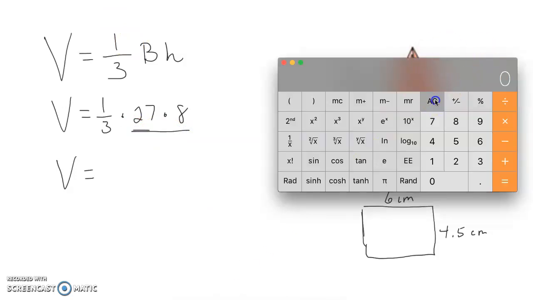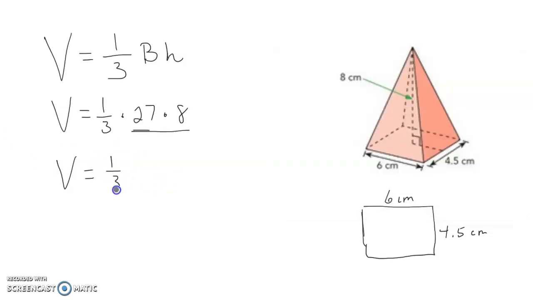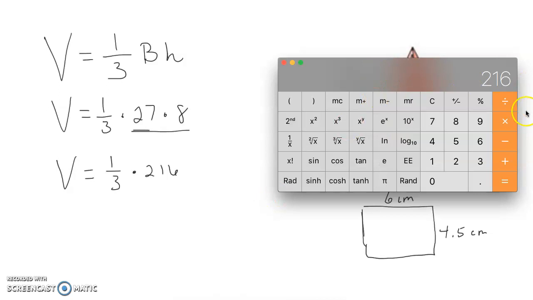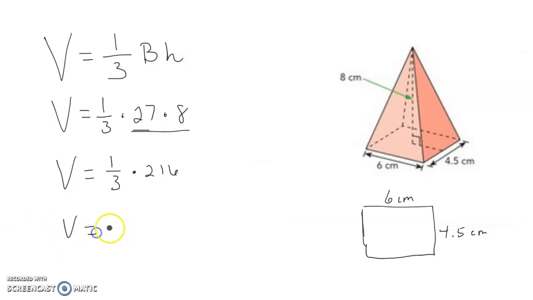If we do that, 27 times 8 equals 216. So I'm left with 1/3 times 216. When I multiply something by 1/3, it's the same thing as dividing it by 3. So if I just take this and divide it by 3, that's going to give me 72. So I'm left with volume is equal to 72 centimeters cubed.